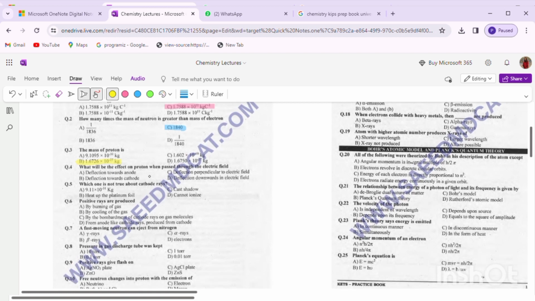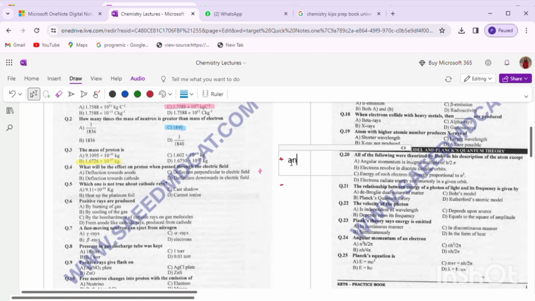What will be the effect on a proton when passed through an electric field? When we make a proton pass through the electric field, where is it going to deflect, right? So for example, if we are making a proton pass through the electric field, here I have the proton, right? Here I have positive, which is basically the cathode. Here I have negative, which is the anode, right?